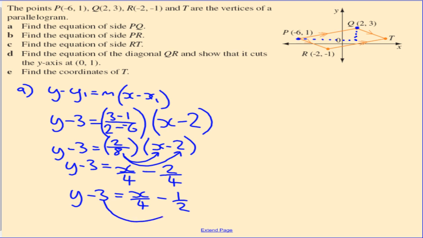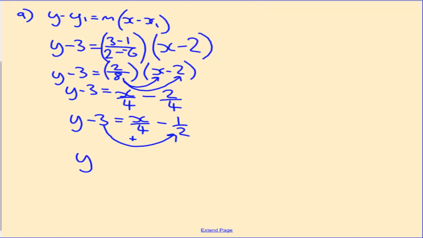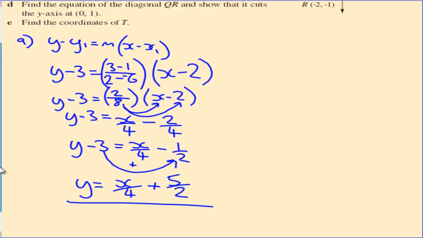Now I need to move my 3 across. It's take away 3, so I'm going to add it, which will give me y equals x over 4 plus, now that's 2.5, so I could either write that as 2.5, or because my x value is already a fraction of x on 4, I would prefer to leave it as a fraction itself as well, which would be 5 over 2. So there is the equation of the line P to Q.